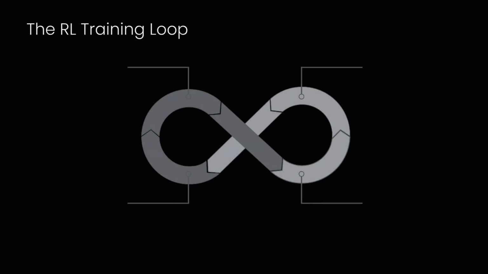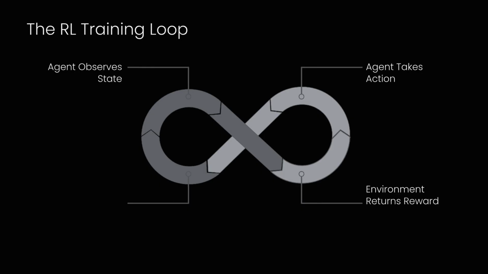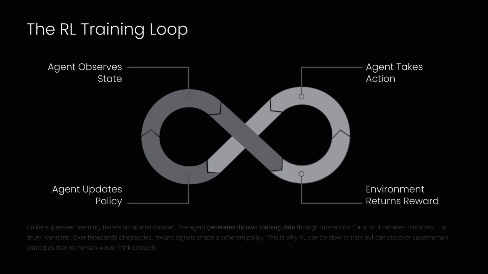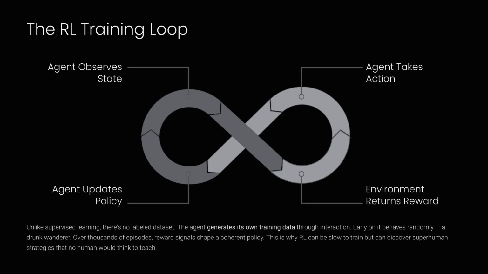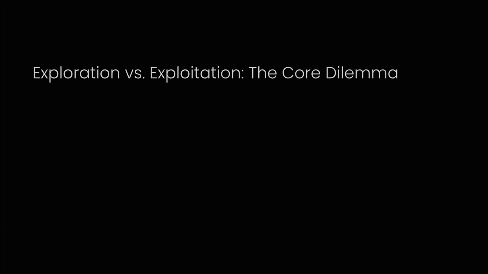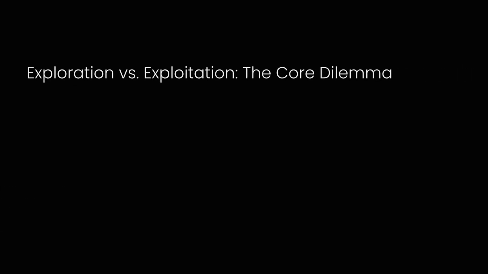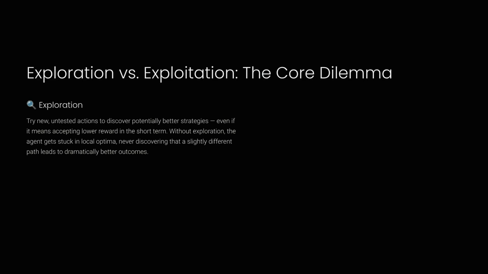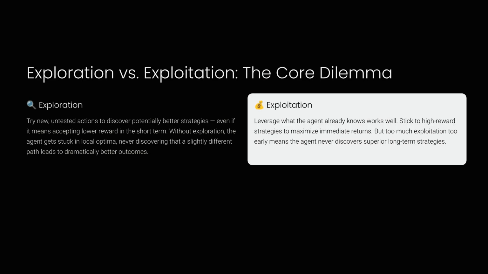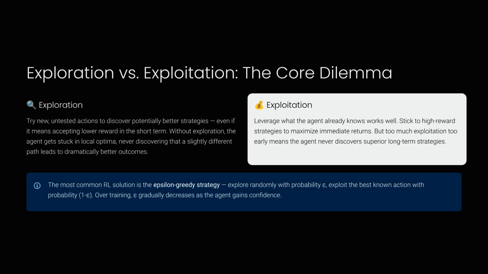The RL training loop is a continuous cycle where the agent observes the state, takes an action, the environment returns a reward, and the agent updates its policy. The agent generates its own training data, leading to the discovery of superhuman strategies over thousands of episodes. The core dilemma in RL is the trade-off between exploration, trying new actions, and exploitation, sticking to known high-reward actions. The epsilon greedy strategy balances this by exploring randomly with a decreasing probability over time.